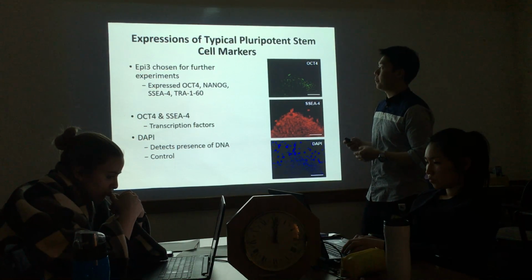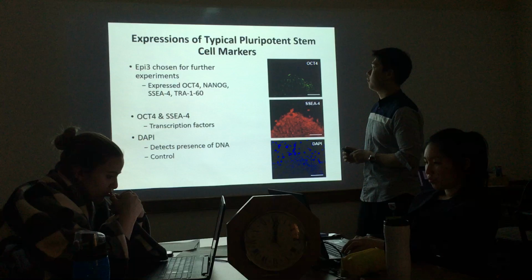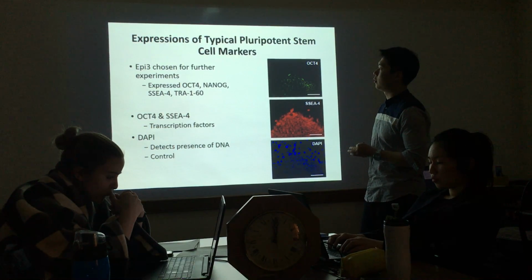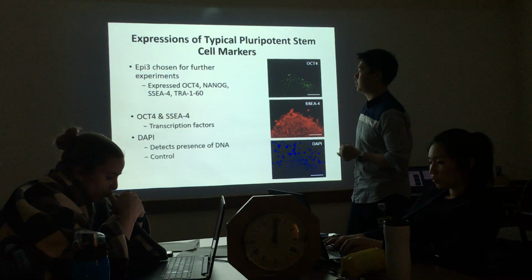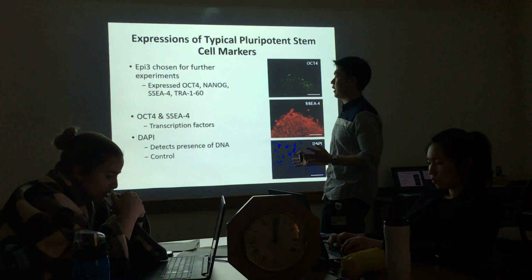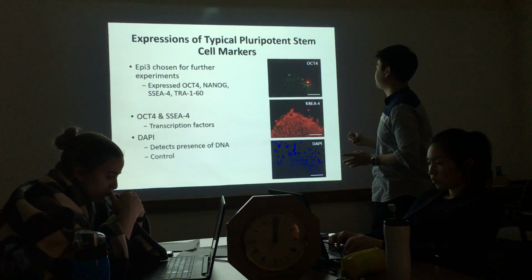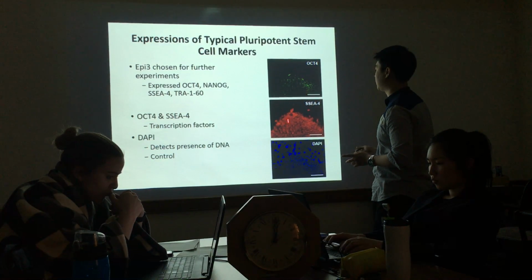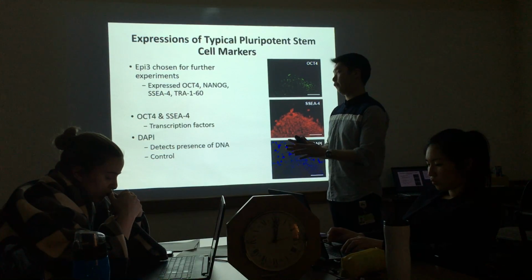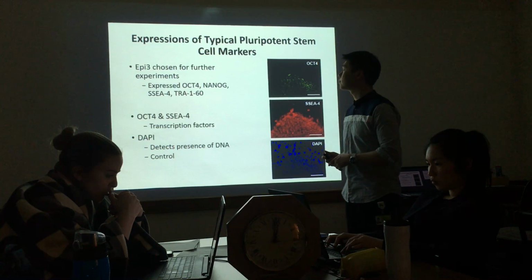And once they examined EPI3, or colony number 3, using immunocytochemistry, they found out that OCT4, NANOG, SSEA4, and TRA-1-60 were expressed. OCT4 and SSEA4 are all markers, as shown over here. OCT4 in green and SSEA4 in red, and they use DAPI because it detects the presence of DNA, therefore it is used as a positive control.